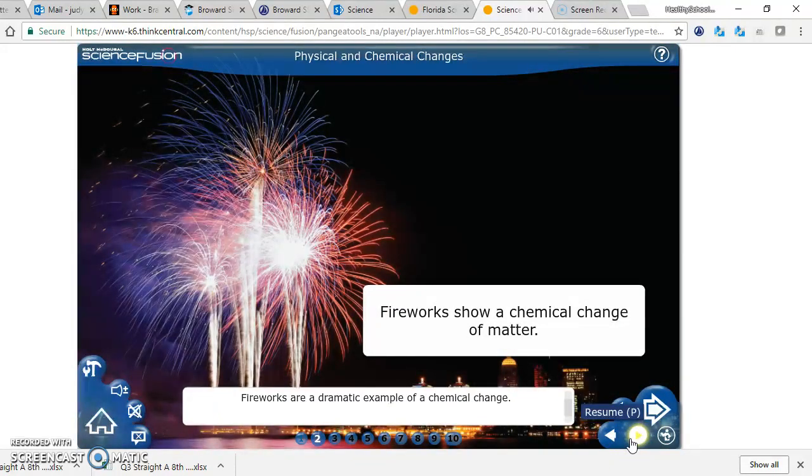Fireworks are a dramatic example of a chemical change. Not every change in matter is as exciting as fireworks. Still, you see and use many changes of matter every day.